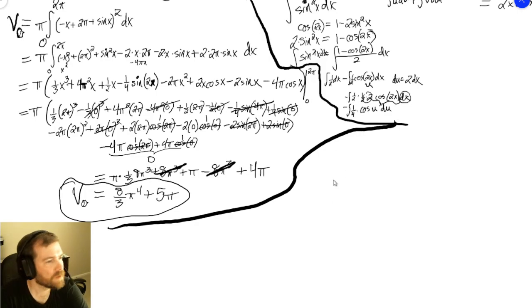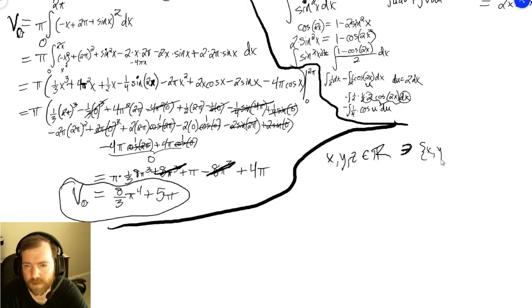Okay. So, real numbers. X, Y, and Z such that X, Y, and Z are greater than 0, and the distance between any two of them is less than 2.